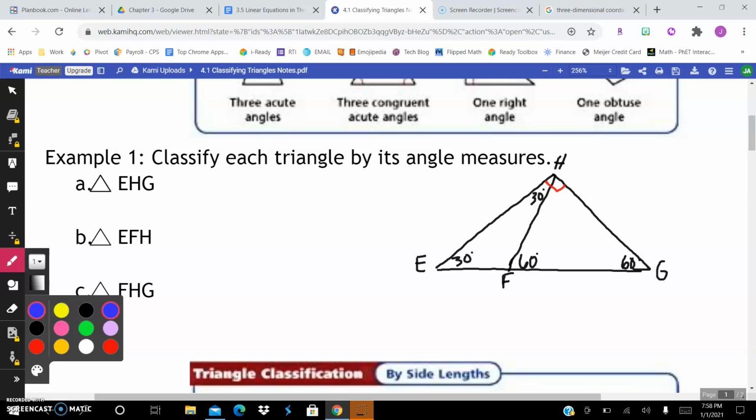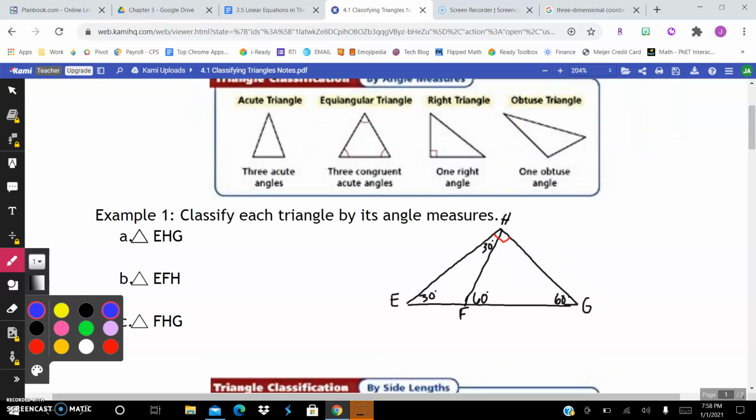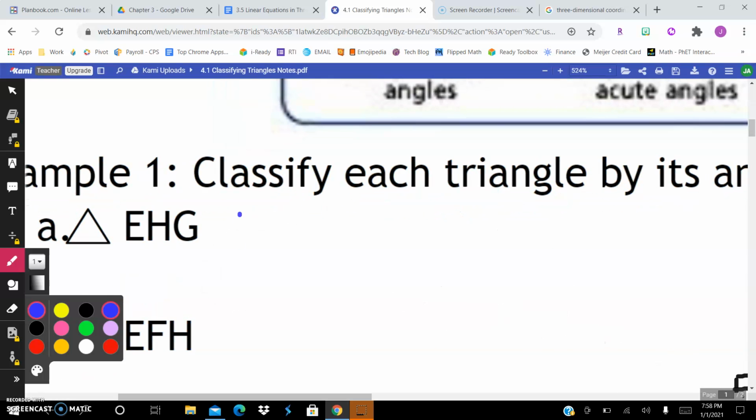Then I go up to H, and that is labeled there with that red box, and that indicates that that is a 90 degree angle. And then G is 60. So I have a 30, a 90, and a 60. So if I go up here and look, they're not all acute because there's a 90 degree angle in there. And they're not all congruent. And then the third one says one right angle, and there is a right angle in there. So this is a right triangle.